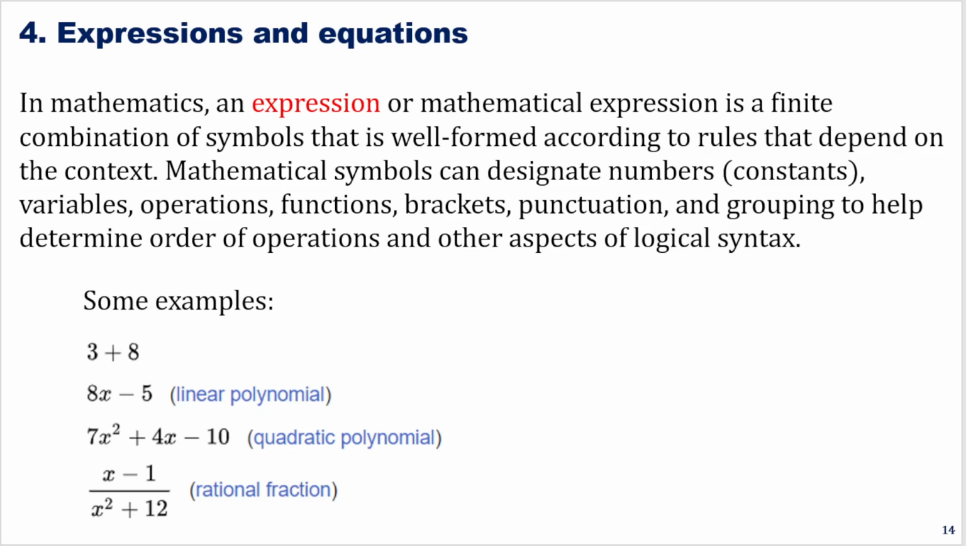Here are some examples of expressions. 3 plus 8, this is an expression. 8x minus 5, this is also an expression. 7x squared plus 4x minus 10 is also an expression, or (x minus 1) over (x squared plus 12) is also an expression. Usually when you don't know a number, we could use some letter to denote that number. And these letters here, for example, the x here, usually denotes a variable, which means it can be assigned different values. You understand?